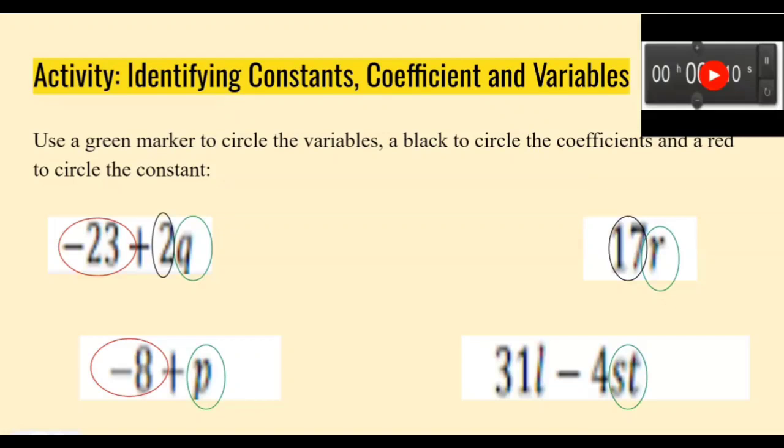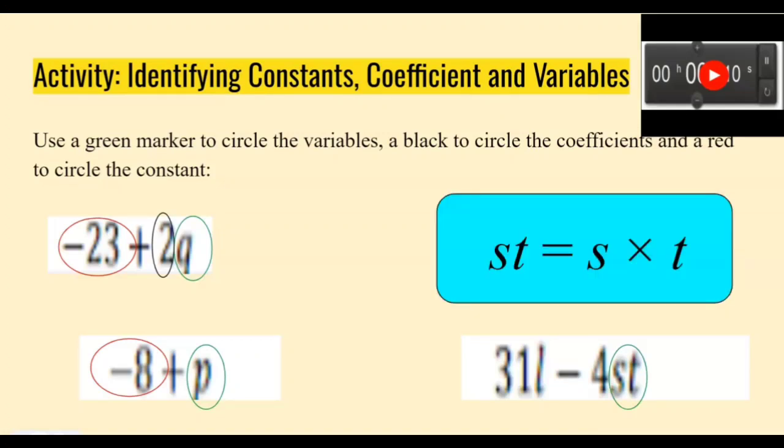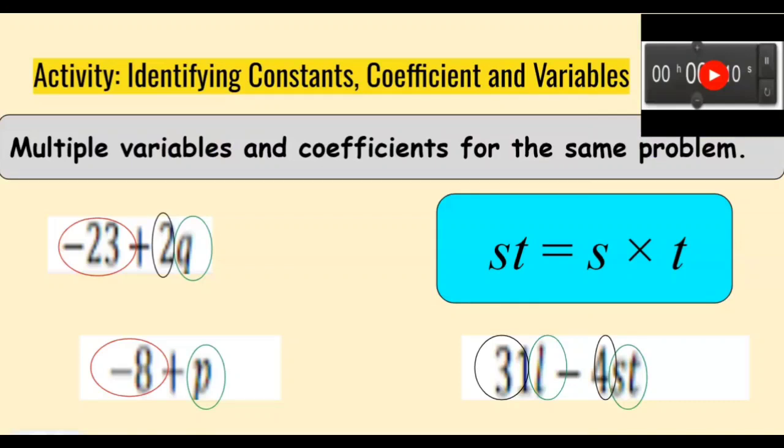For this problem, we have two variables beside each other. We have s and t. It simply means s times t. So this is saying 4 times s times t. So it's okay to have two variables beside each other. It simply means that they're multiplying each other. Our other variable would be L. 4 is the coefficient of st, and 31 is the coefficient of L. 31 multiplies L. So that is it. It's okay to have multiple variables and multiple coefficients for the same problem. It's also okay for there not to be any constant.